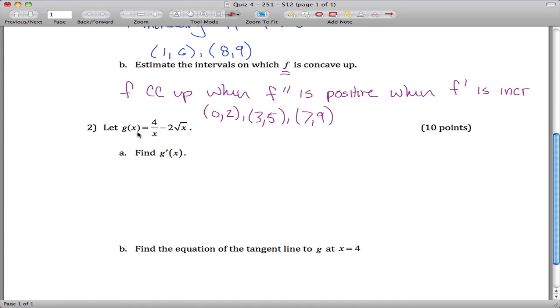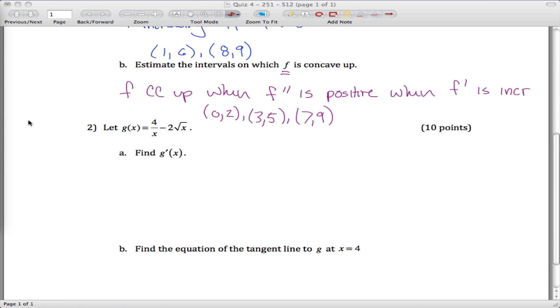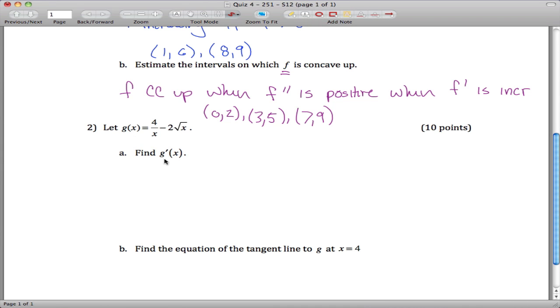Okay, on this last problem, I'll switch colors again. We're given g of x and asked to find g prime of x. This problem would have been a big pain earlier using the difference quotient or the definition of the derivative. But now that we have some shortcuts, we can figure these out relatively easily. I would write these in exponent form. Instead of 4 divided by x, it's 4x to the negative 1. And instead of the square root of x, it's x to the 1/2 power.